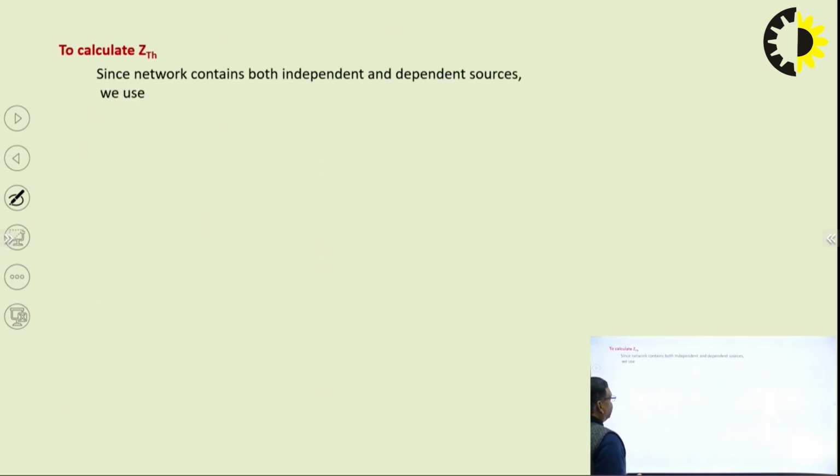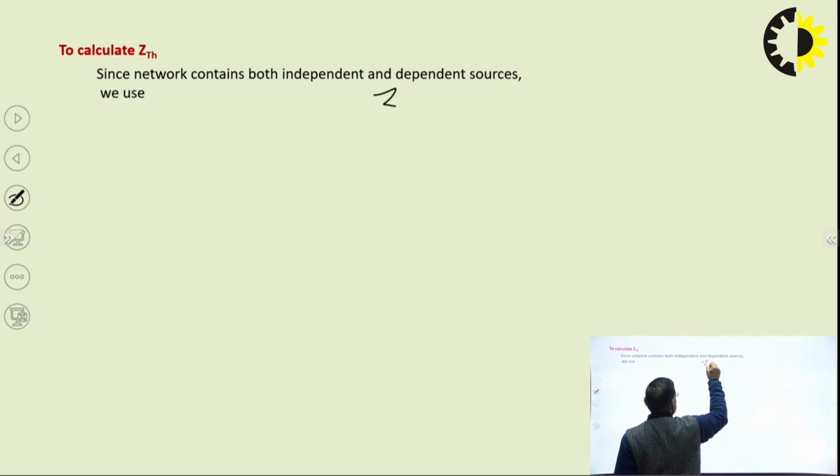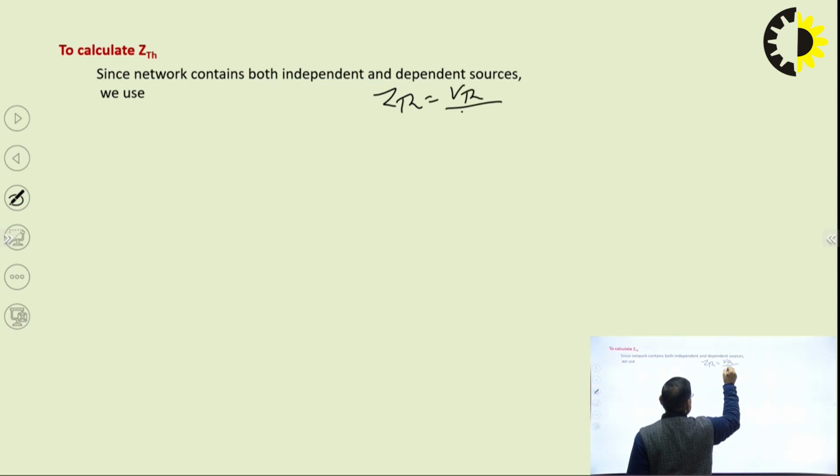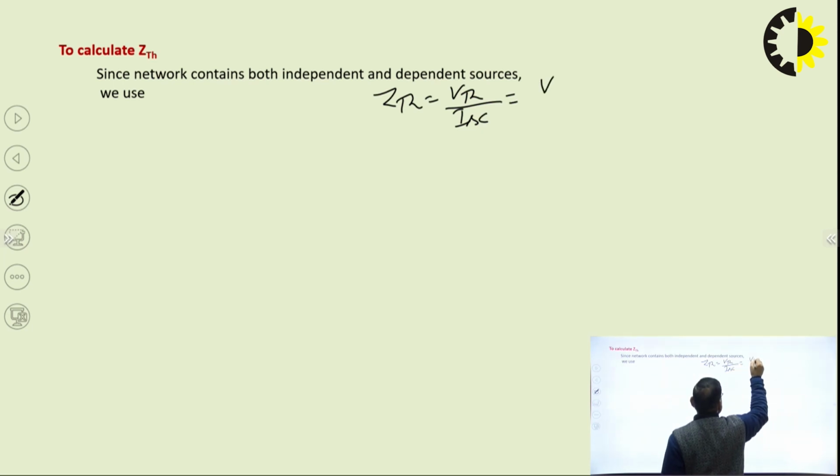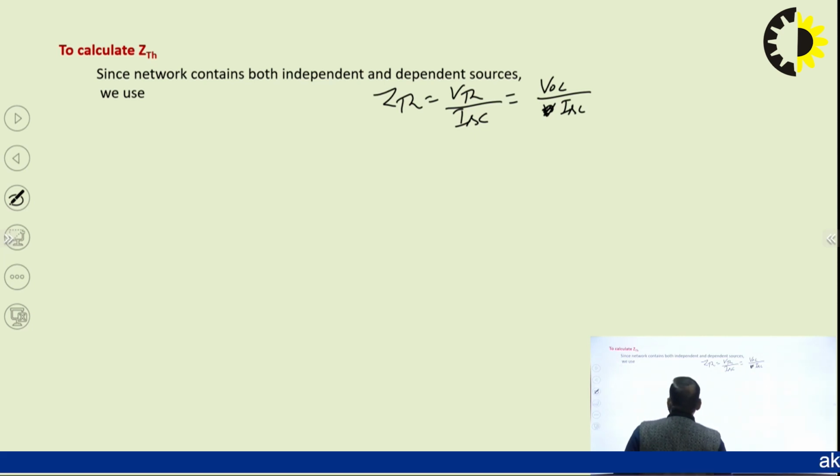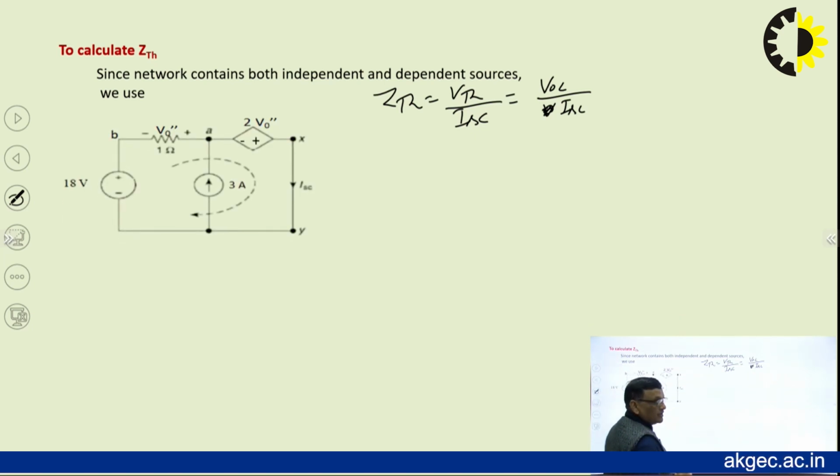Now calculate ZTH. Since the network contains both dependent and independent sources, ZTH will be VTH upon ISC. VTH is nothing but the open circuit voltage, upon ISC. So we have calculated VOC. Now we are going to calculate ISC.